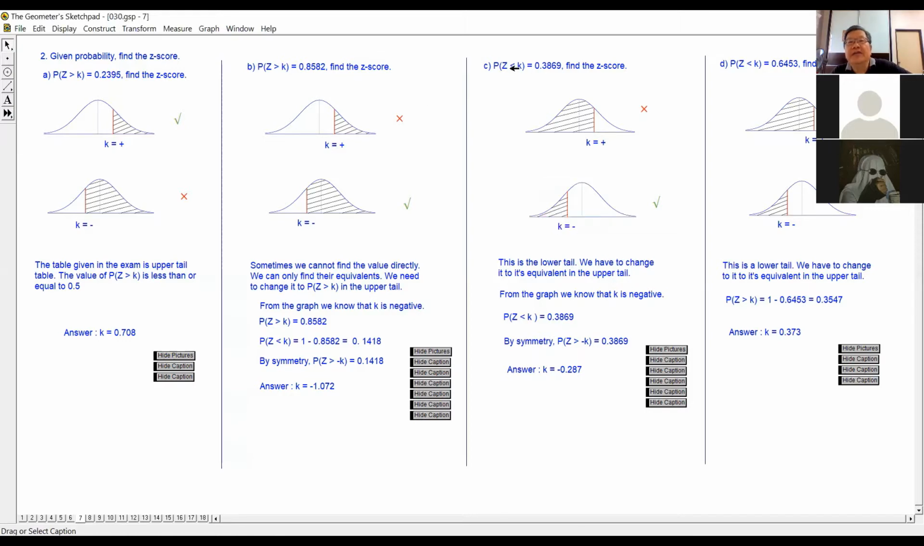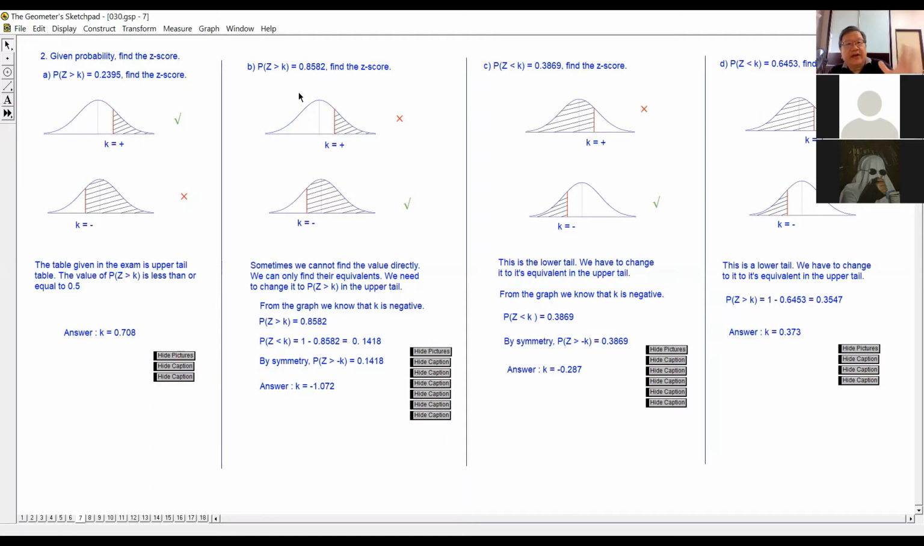Another type of problem is over here, z is less than k. Again, we have two types of problem. One, the probability is less than 0.5. And another one, z less than k, but the probability is more than 0.5. So altogether, we have four types of problem, right? By looking at whether the z-score is greater than k or the z-score is less than k.